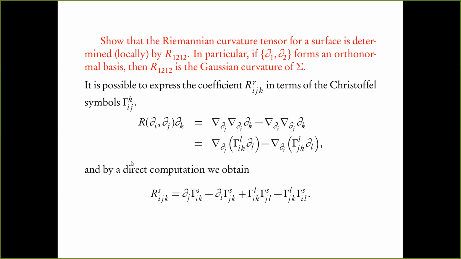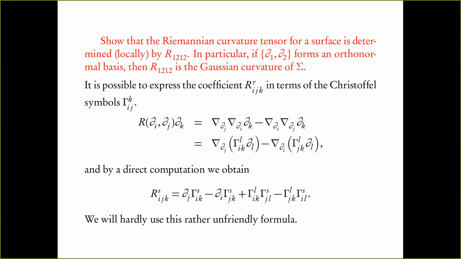Okay. So you can just compute, and it's just a couple of lines of direct computation. What you'll obtain is that these coefficients R, I, J, K superscript S look like this. There will be some partials of the Christoffel symbols and some products of the Christoffel symbols. Okay? So this does not look as nice as some of the earlier formulas, and it cannot be simplified any further. And there's an Einstein summation here in the last two terms, sum over L. Okay. So this is a rather ungainly formula, and we are not going to make much use of it.